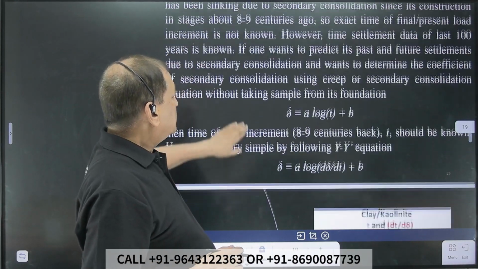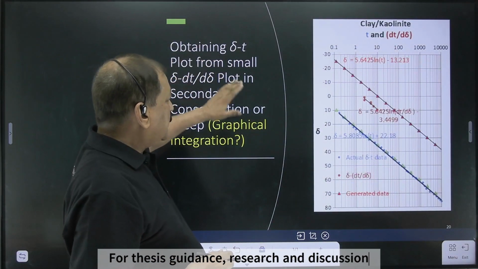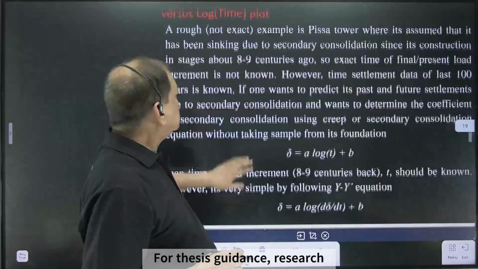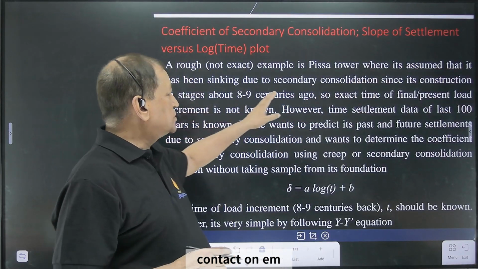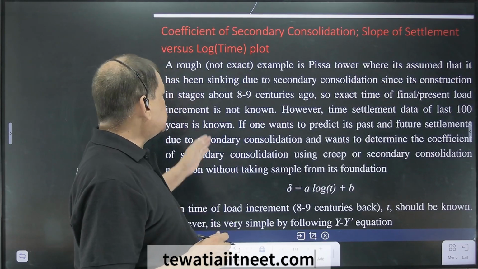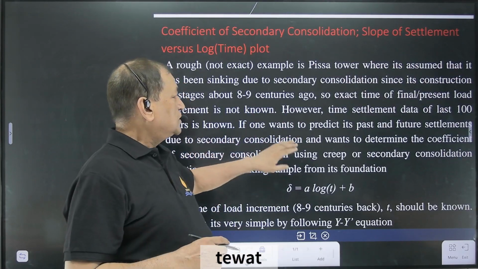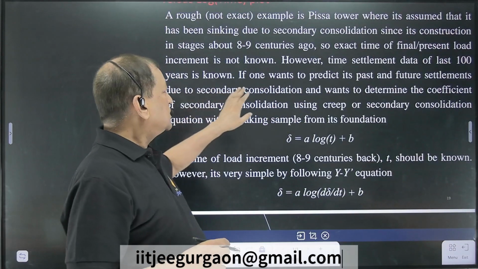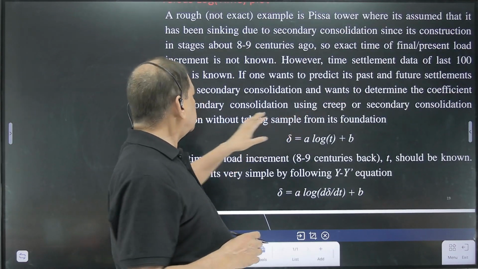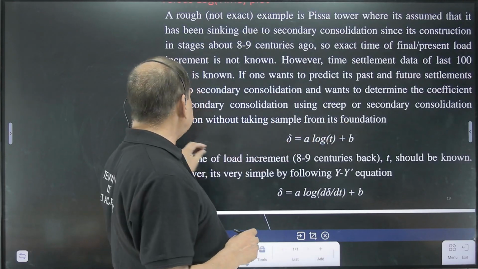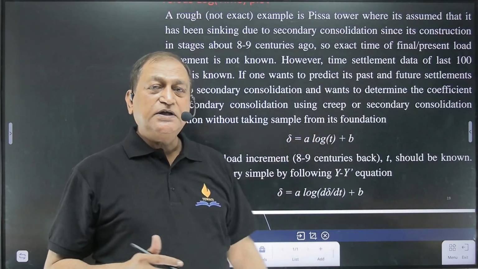So the solution for that also was given by this plot, and by this plot also similarly following that, let me read it first. A rough, not exact example is the Pisa Tower, where it is assumed that it has been sinking due to secondary consolidation since its construction in stages about 8-9 centuries ago. So the exact time of the final present load increment is not known. However, time settlement data of the last 100 years is known if one wants to predict its past and future settlements due to secondary consolidation and wants to determine the coefficient of secondary consolidation using the creep or secondary consolidation equation without taking a sample from its foundation, just by observing the settlement of any structure.